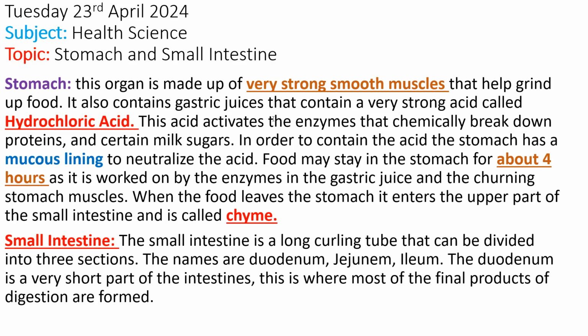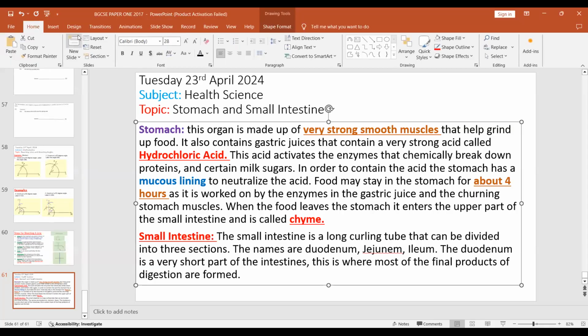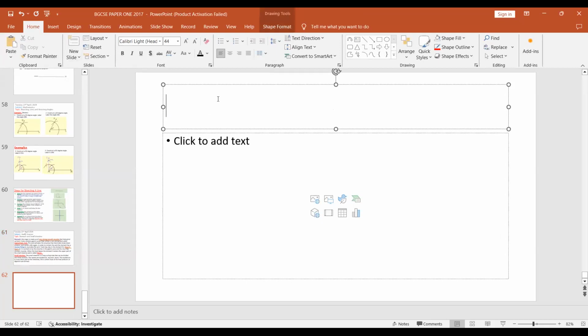Okay, let's go ahead and go on to Tuesday. Today is Tuesday, the 23rd of April, 2024. The subject is, of course, general science.